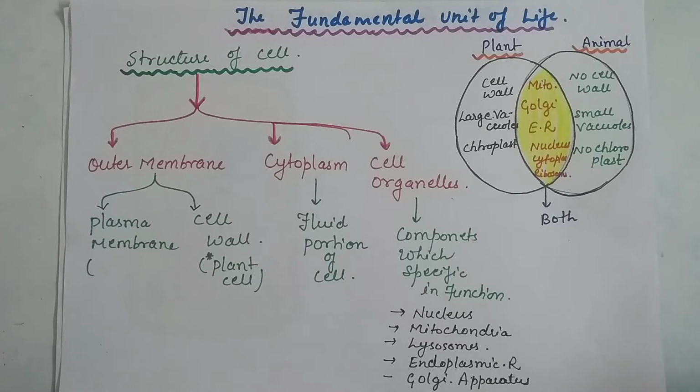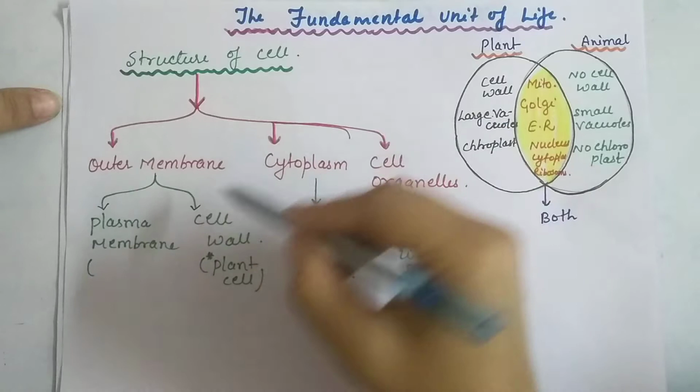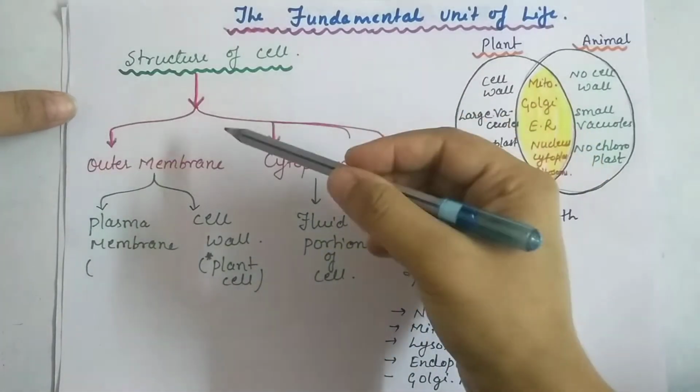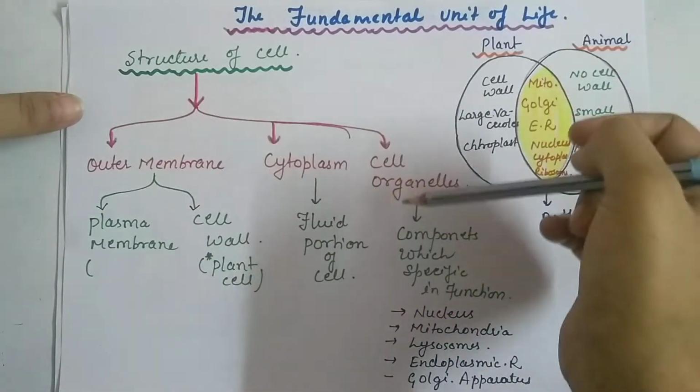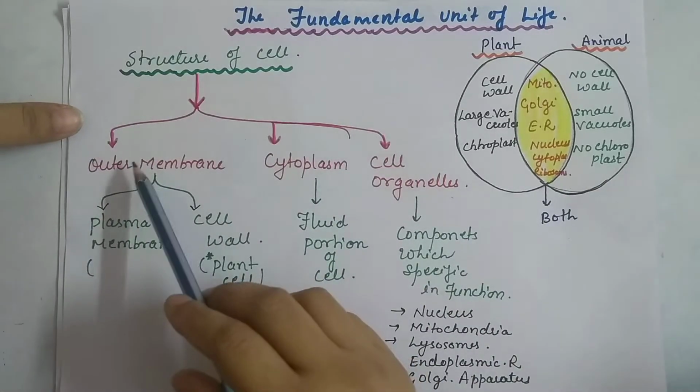We already know that the cell is the structural and functional unit of life. It means it is the fundamental unit of life and the building block of life, and the cell is sufficient to do all types of activities. Now we are going to see how the cell looks. First of all, we have divided the structure of the cell into three parts, and one by one we will study them in detail. First, the membrane part.